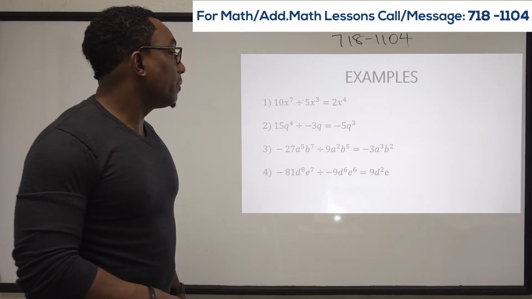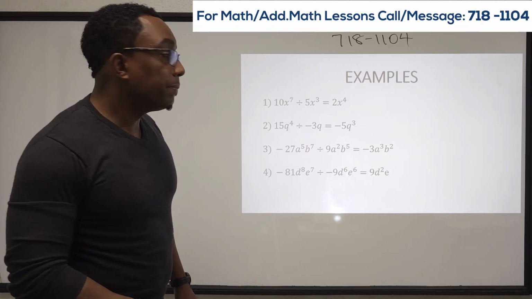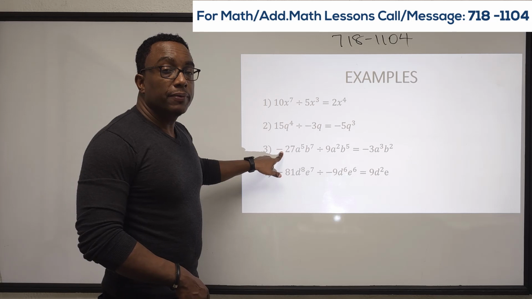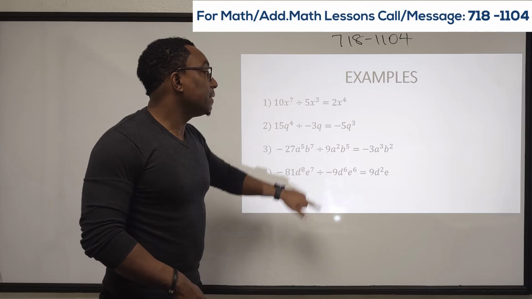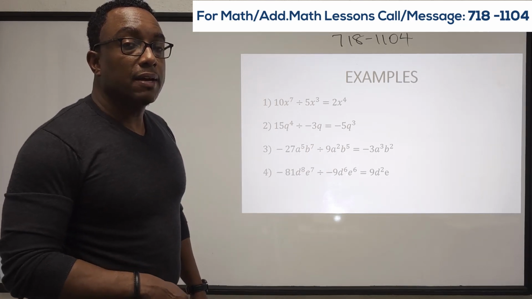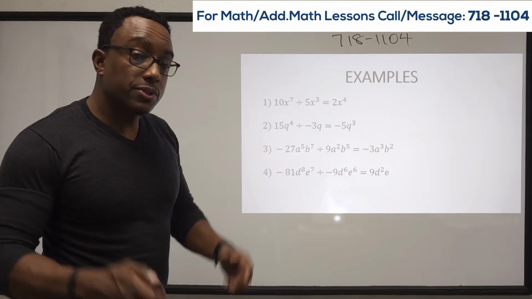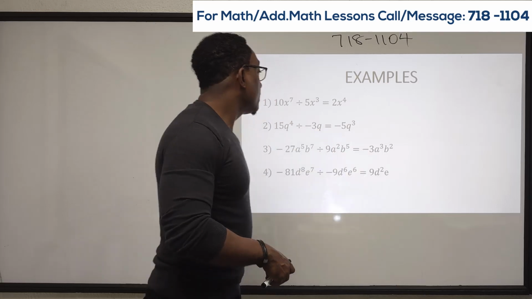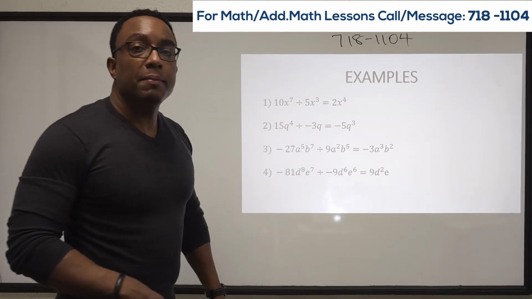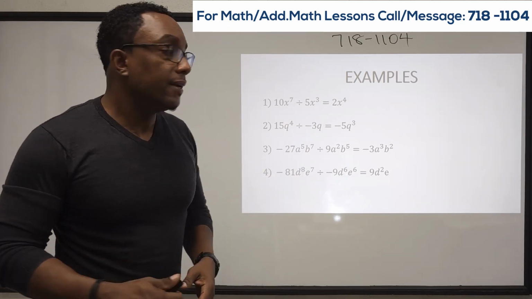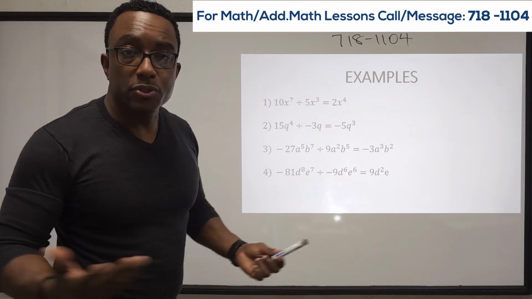Negative 27a to the power of 5, b to the power of 7 divided by 9, a to the power of 2, b to the power of 5. You can divide your coefficients. Negative 27 divided by 9. Rules of signs. A minus divided by a plus is a minus. 9 into 27 is 3, so we get negative 3. A to the power of 5 divided by a to the power of 2. Same variable, you maintain the variable a and subtract the powers. 5 minus 2 is 3. B to the power of 7 divided by b to the power of 5. Maintain the variable b, subtract your powers. 7 minus 5 is 2. So negative 3a cubed b squared as your answer.